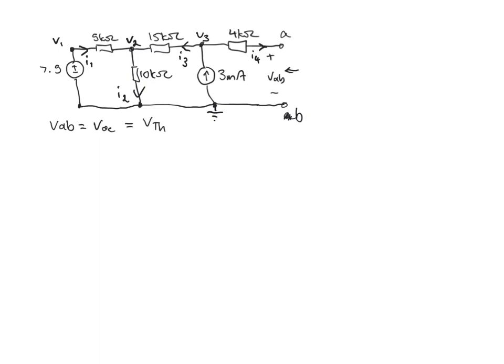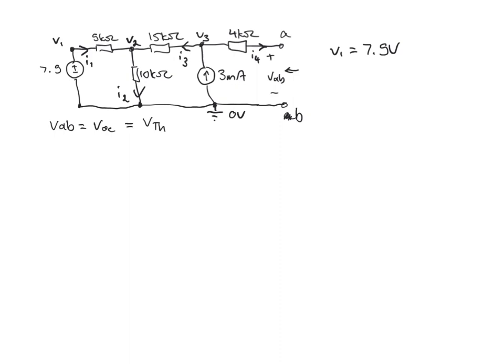So if we look at the circuit, the first thing we notice is that V1 is equal to 7.5 volts, because you can see that the only thing connected between V1 and our 0 volt reference voltage is the 7.5 volt voltage source. So V1 is equal to 7.5 volts.